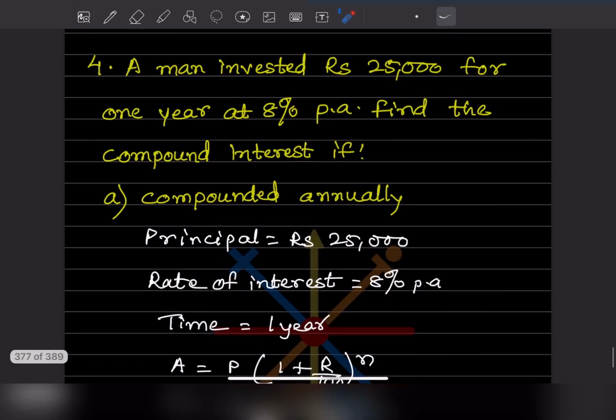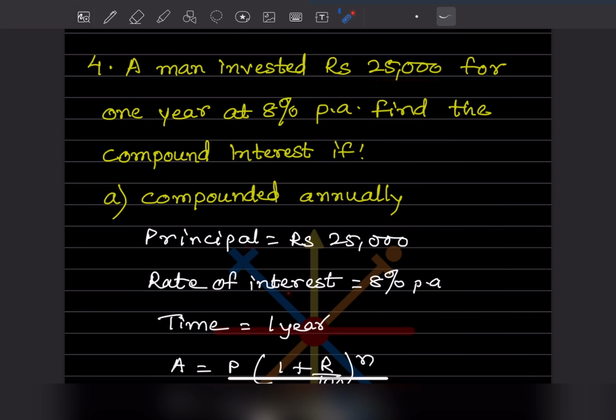A man invested rupees 25,000 for 1 year at 8% per annum. Find the compound interest if compounded annually. It means after 1 year, we have to find the compound interest. So the principal is given as 25,000.